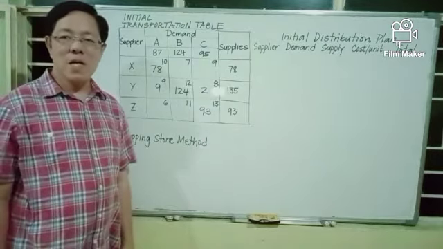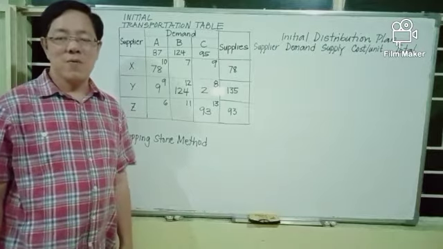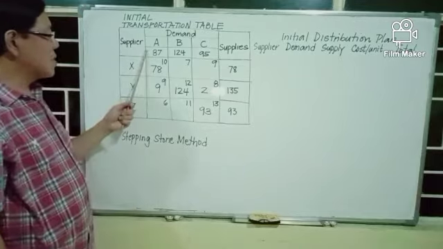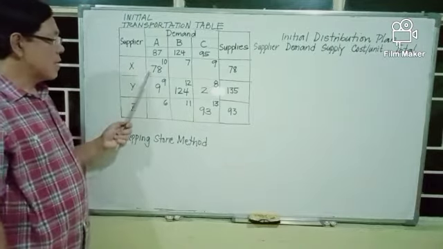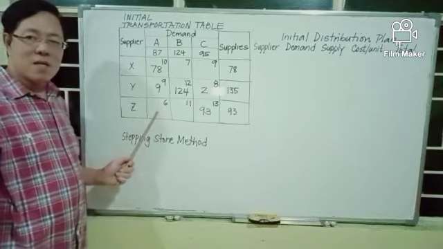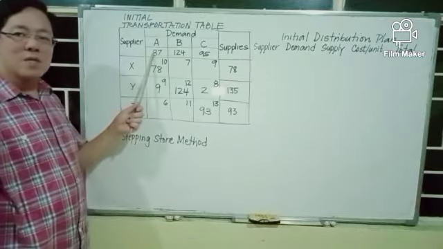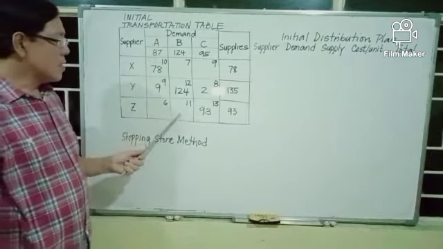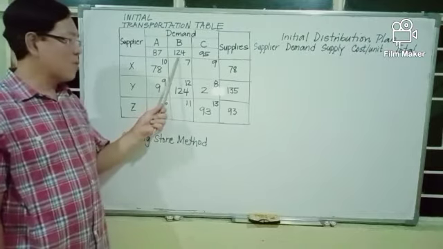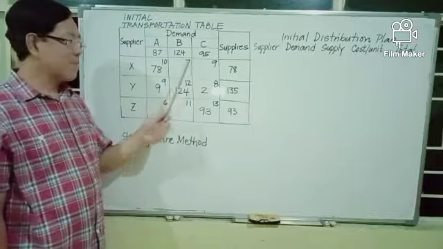Now you can check from your table if your answers are correct, if your initial distribution is correct. You add the numbers vertically, 78 plus 9, and this is nothing. A vacant cell is considered to have 0. 0 plus 9 plus 78 equals 87. 0 plus 124 plus 0 equals the demand, 124. 93 plus 2 plus 0 is 95.